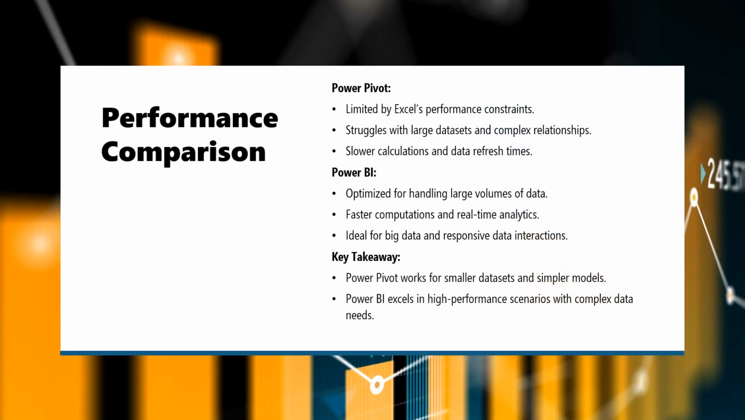Performance is a key factor when working with data models. In Power Pivot, we might run into performance issues due to Excel's limitations. Large data sets and complex relationships can slow down calculations and data refresh times, which isn't ideal when we're trying to analyze data efficiently. Power BI, on the other hand, is built to handle large volumes of data. It's optimized for speed, allowing for faster computations and real-time analytics. This makes it a better choice when we're dealing with big data or need more responsive interactions with our data models.